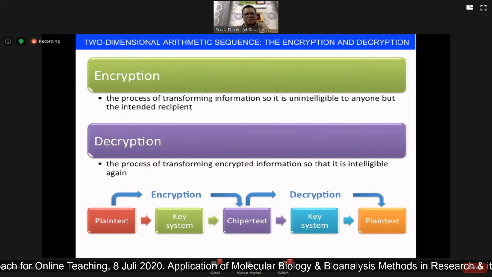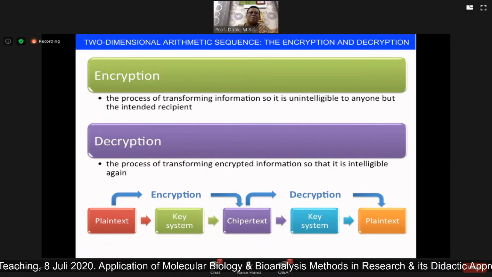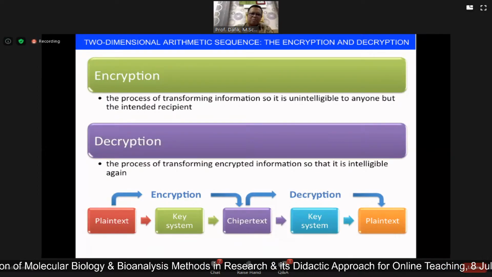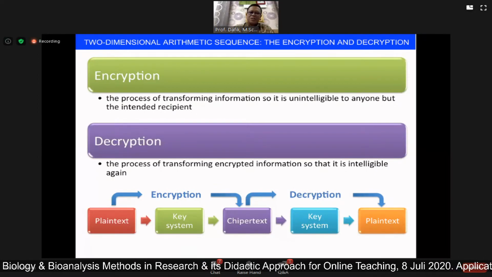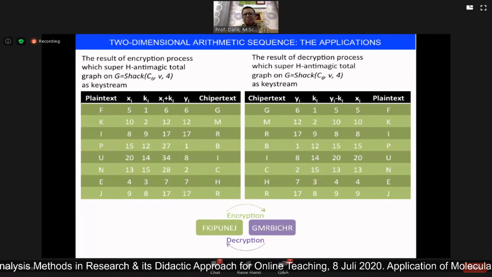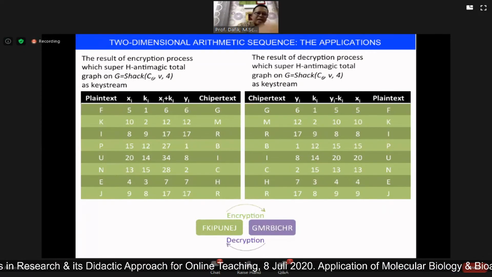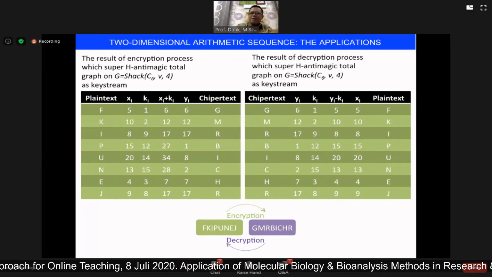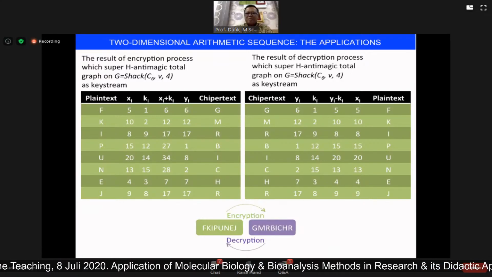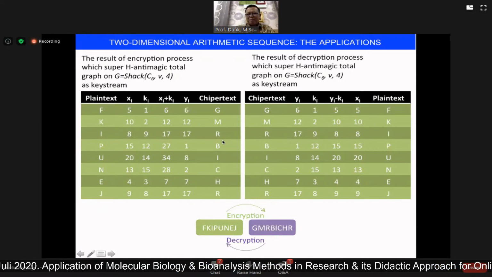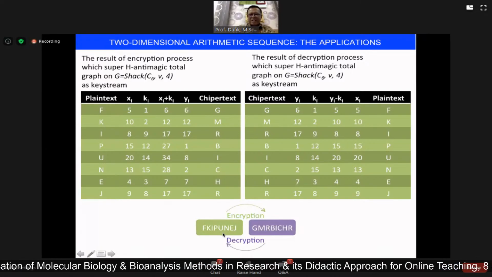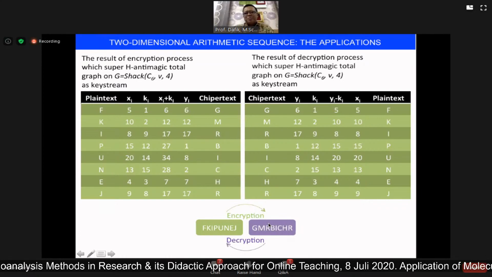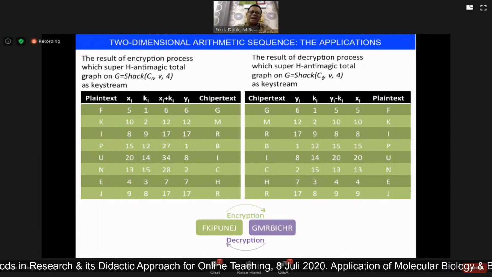So we give this to our students, which is actually beyond our topic. But at the beginning, our team developed the learning outcomes of these subject courses and took them a little bit further, so that students can do research. For example, we have a plain text: FKIP University of Jember. By the labeling generated from the two-dimensional arithmetic sequence, finally we have the ciphertext GMRBICHR. Actually, the plain text is FKIP, but because of the encryption process, we have this. This is considered a complex crypto system, which cannot be revealed by unauthorized people.